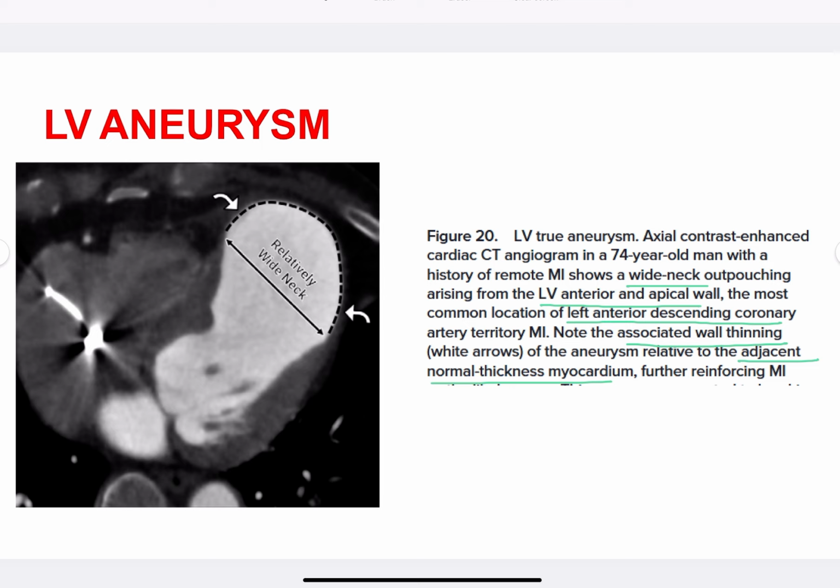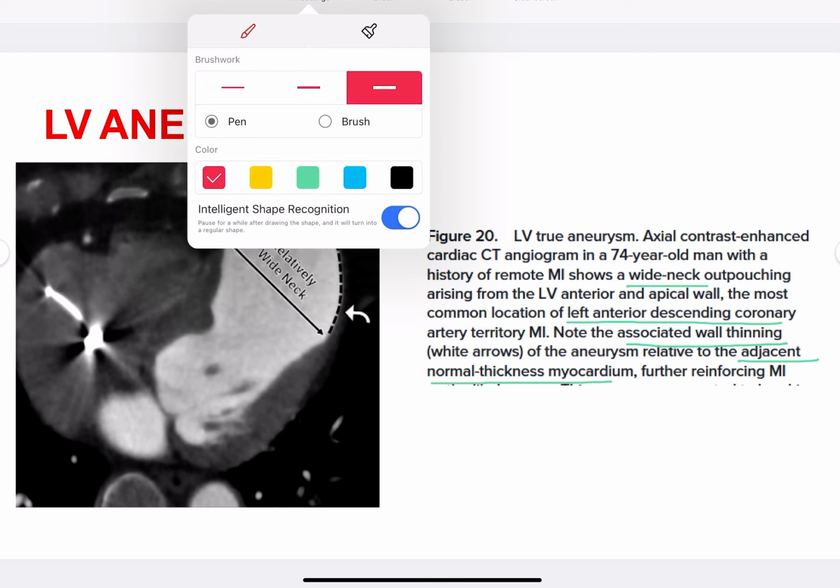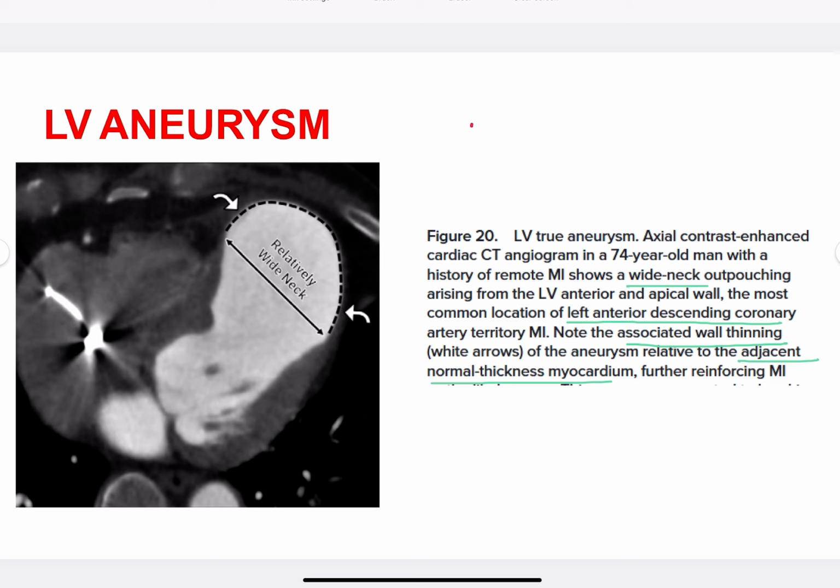Now this is an axial contrast enhanced cardiac CT. Here we can see there is presence of this wide neck aneurysm that is arising from the left ventricular apical and anterior wall. Okay. Its most common location is the left anterior descending coronary artery territory, and we can easily see the associated myocardial thinning. This is the pouch, and this is the normal myocardium. Okay, so this is a wide neck with thinning of the myocardium, and this was an example of left ventricular aneurysm.